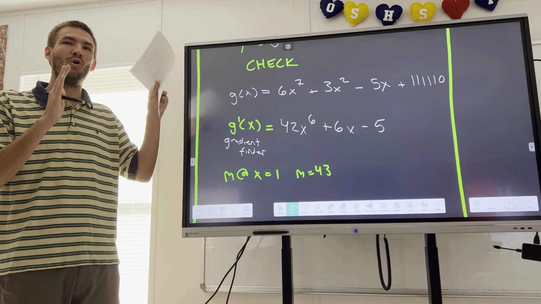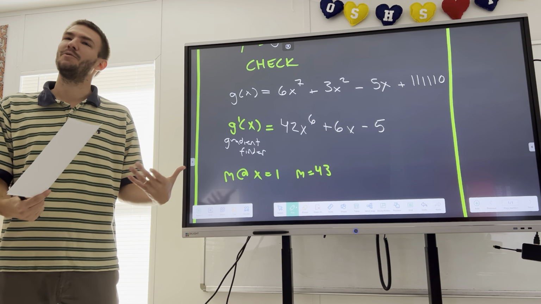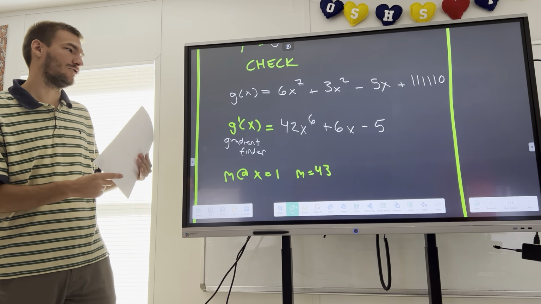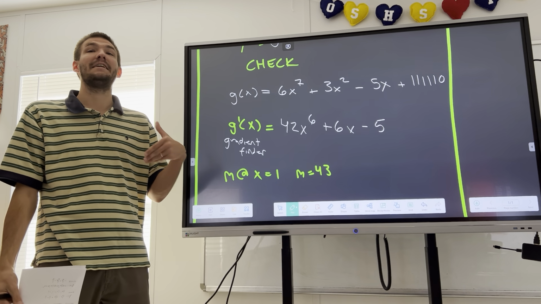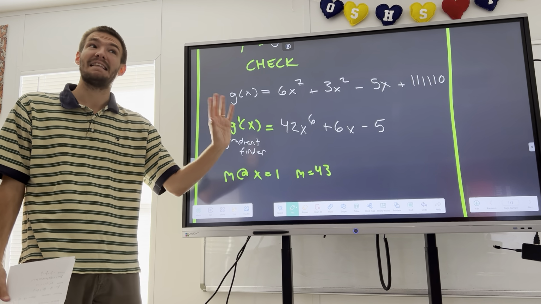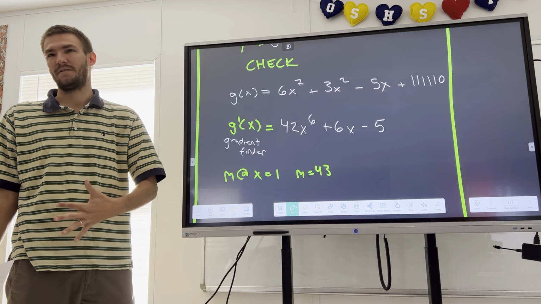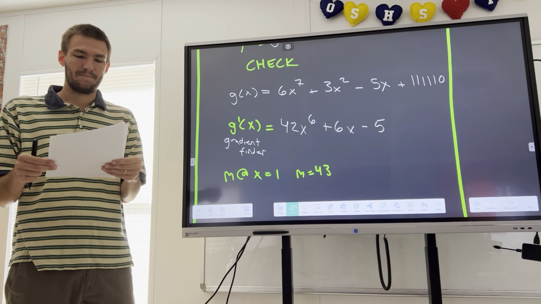So don't lose track of why we do a derivative. It helps you find that slope. We could also call this the instantaneous rate of change. We could also call this the slope of the tangent line. All of those things are the same. It is not the same as the average rate of change, which is just the boring slope formula.